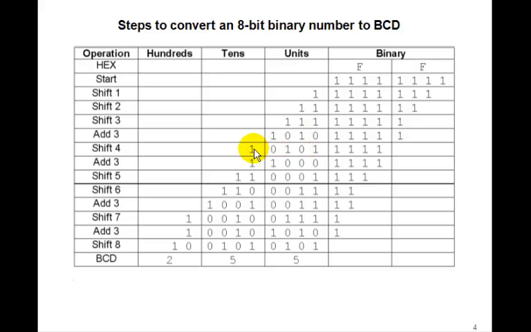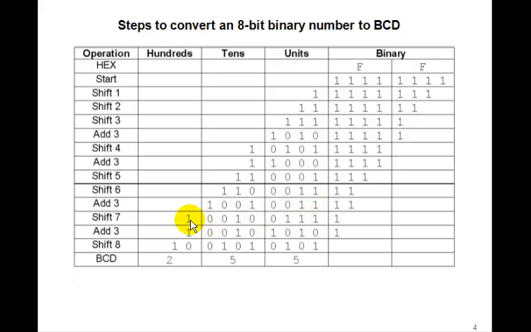Shift them all again. This is 1, so that's less than 5. Here we have 5, so we add 3 to get 8. Shift it again, we have 1, 1, that's 3, less than 5. We have 1, less than 5, so we don't add at all, we just shift again. Now we have 6 in the tens bin, so we add 3 to 6 to get 9. Here we have 3, that's less than 5, so we leave it.